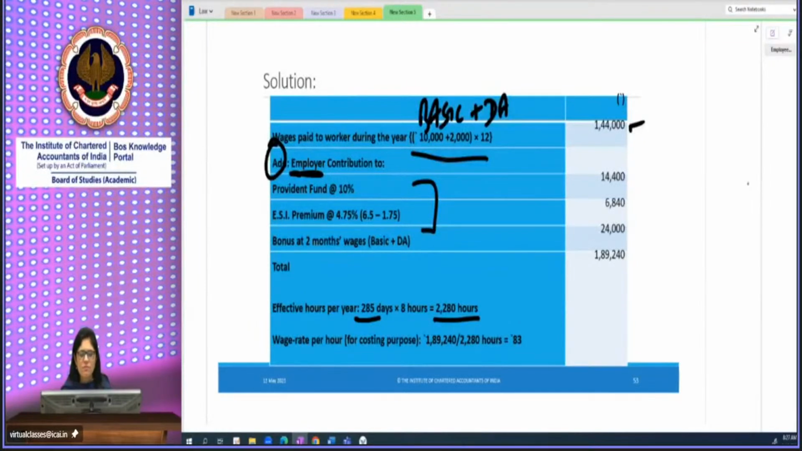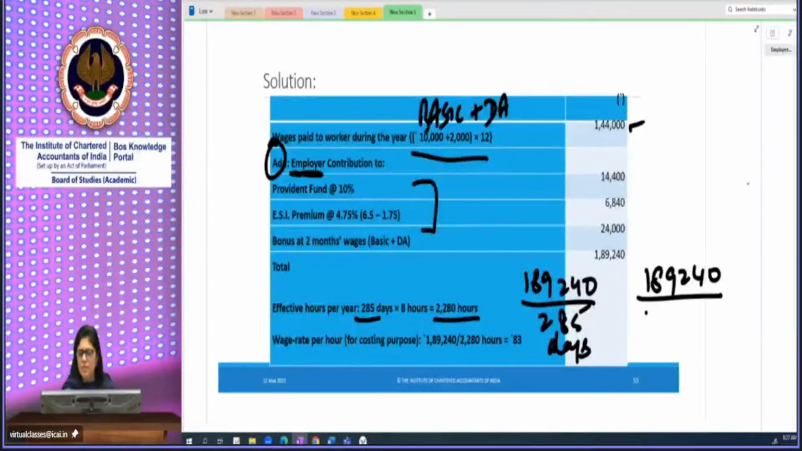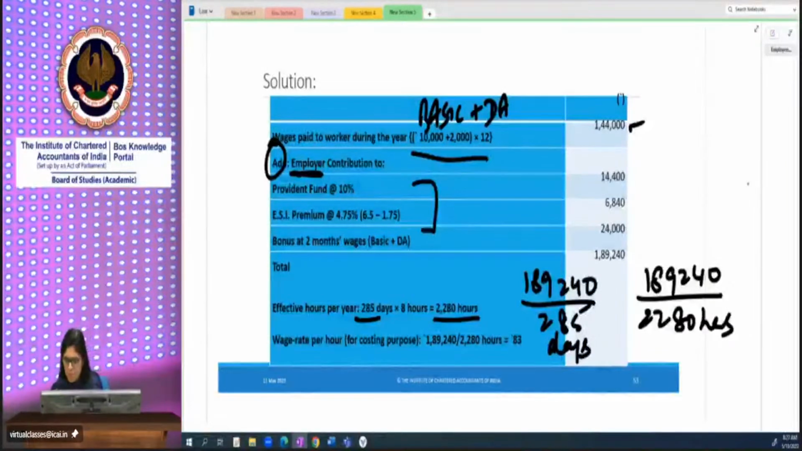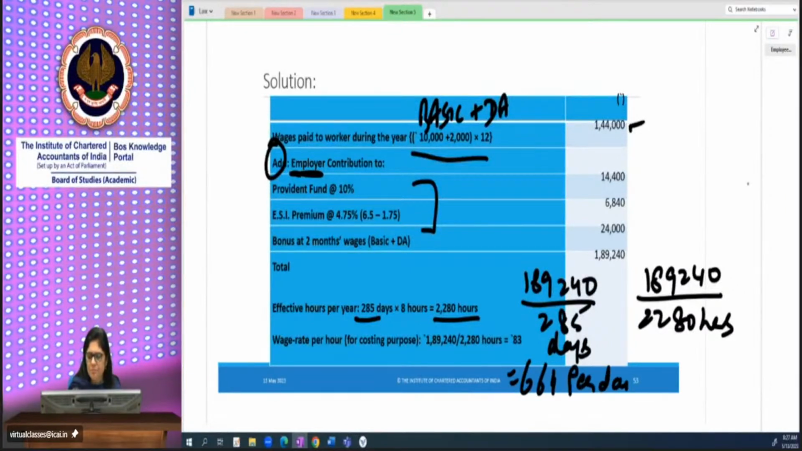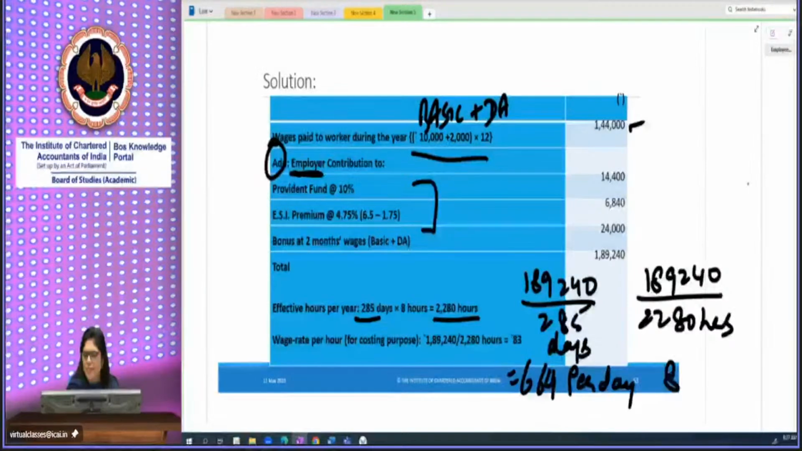Yeah, that was what I was wondering. So 664 is per effective day. If the question asks you what is the wage rate per day, it will be divided by 285. And if it is per hour, then it has to be 2280 hours. So it depends upon what the question is asking from you. So 664 per day and 83 per hour. This is how we calculate. I hope you must have understood this question.